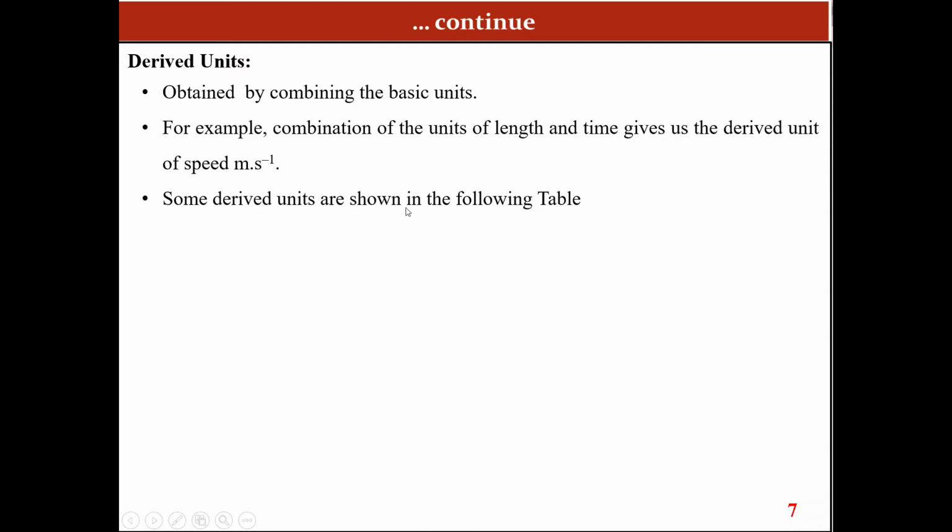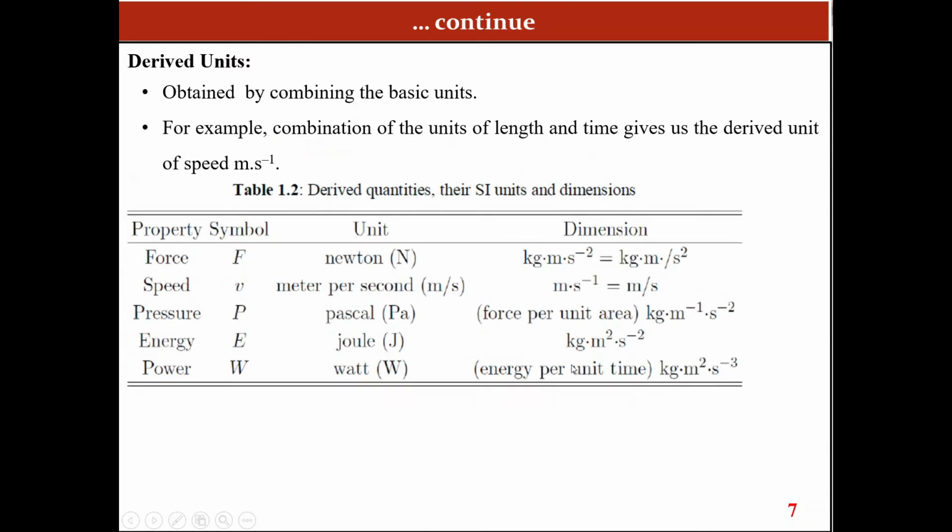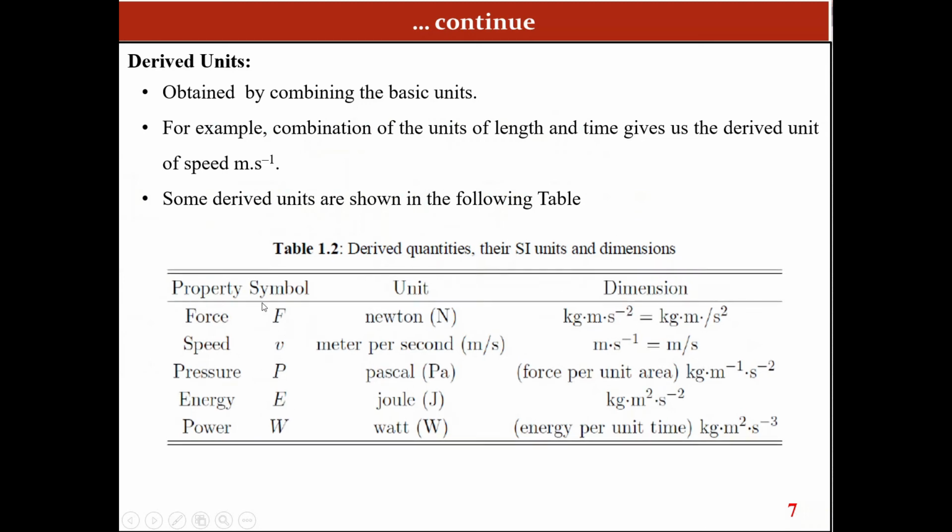Some derived units are in the following table. Here is the table. For example, you can take force. The unit is Newton, so force is a combination of the fundamental physical quantities. The first one is kg, which is mass, and this one is length, meter, and this one is an indication of the time, which is second squared.